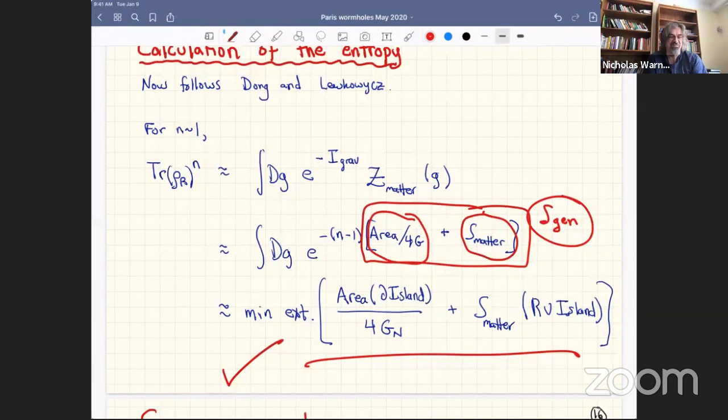I don't disagree with the statement. There's a miracle that somehow Euclidean quantum gravity is smart enough to find this answer.